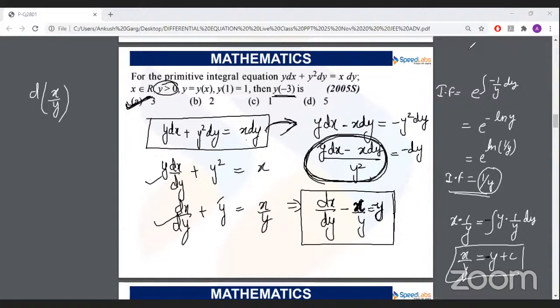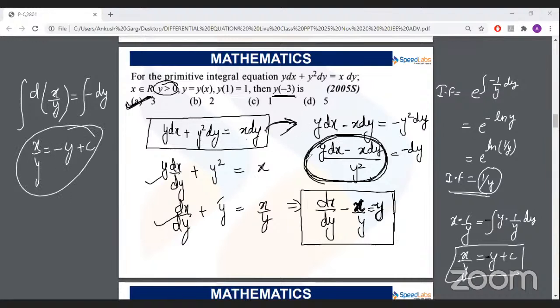If you differentiate x upon y, guys, will you get exactly this? You keep the numerator as constant, the denominator as constant, then the differentiation of the numerator minus numerator constant, differentiation of the denominator, divided by denominator square. So can you see you are getting d of x upon y equal to minus dy. So if you simply integrate it, you will get x upon y equal to minus y plus c.